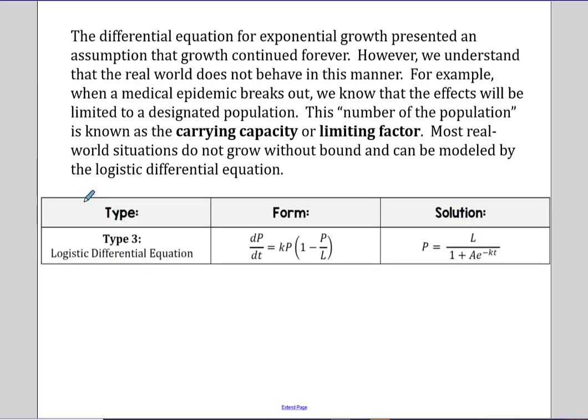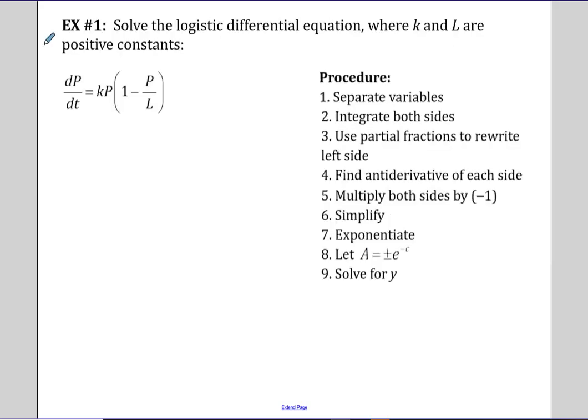We're going to see logistic growth in BC, and we're going to see either this form or this form. So first of all, let's solve the logistic differential equation where K and L are positive constants. I'm going to rewrite this as K P times L minus P divided by L. We can get that common denominator there.